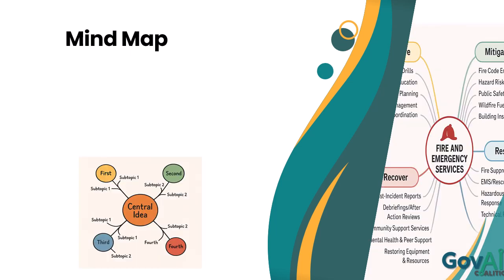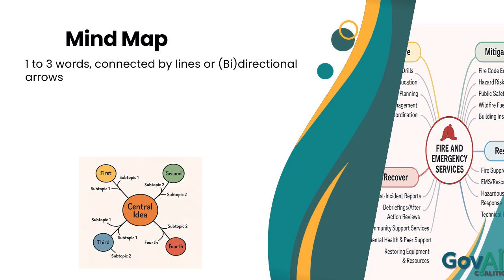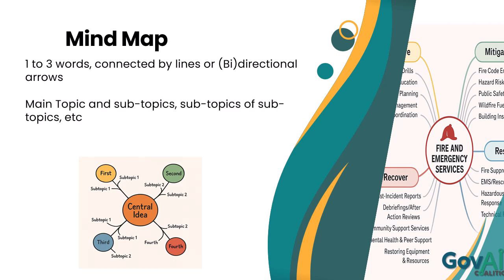A typical mind map uses 1 to 3 word phrases connected by lines or arrows. The main topic has subtopics, and subtopics can have their own subtopics. These diagrams work both ways, from a big idea to its parts, or from parts to a full concept. AI tools can help generate these maps quickly and even identify links we may miss.